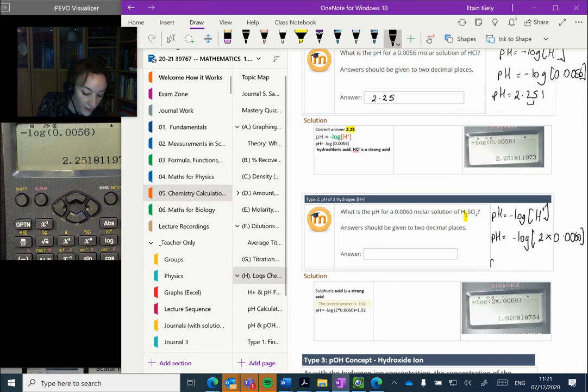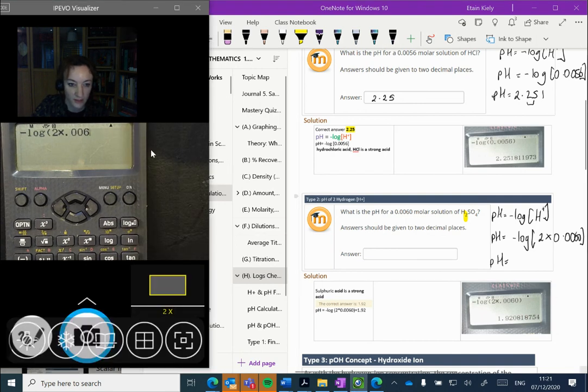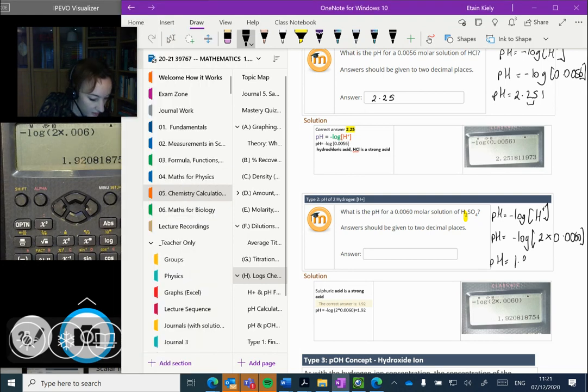0.0060. And when we plug this all into our calculator, it's going to be the negative log. And then we have 2 by 0.006. And just see our calculator here so you can see what's going on. 0.006, close our brackets, and we're getting 1.92 for our answer. So it's 1.920. Again, to two decimal places, so the answer would go in as 1.92 here for our pH.